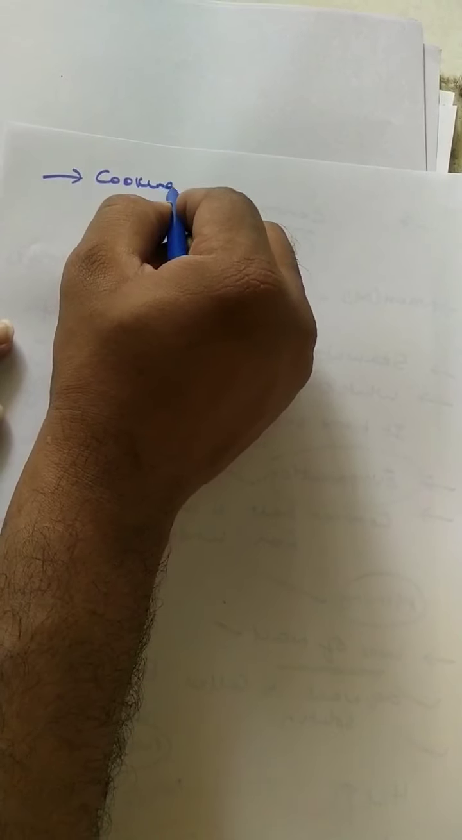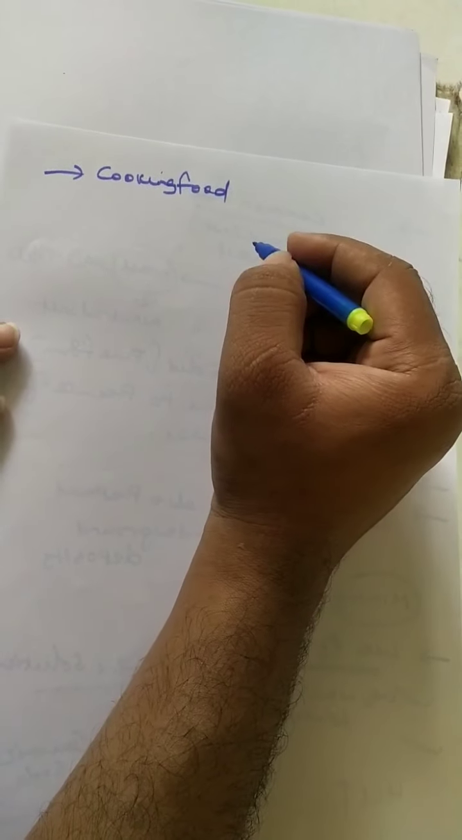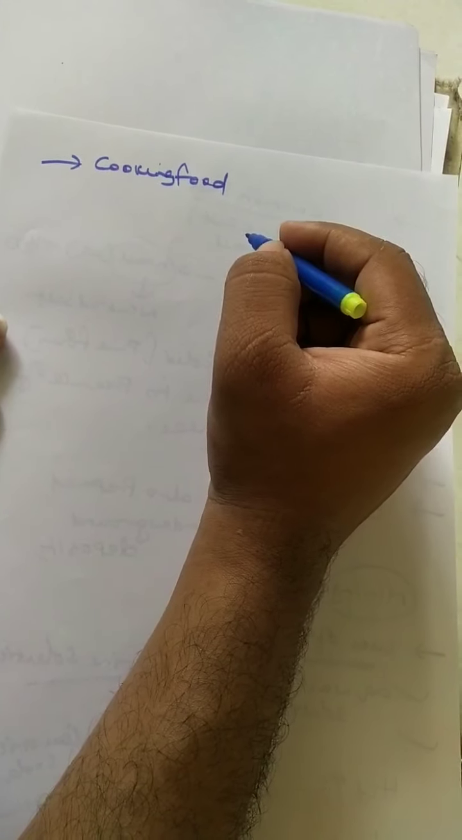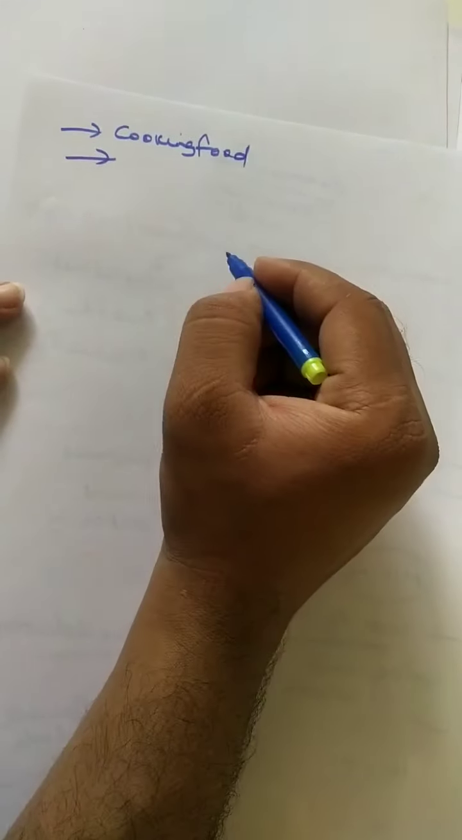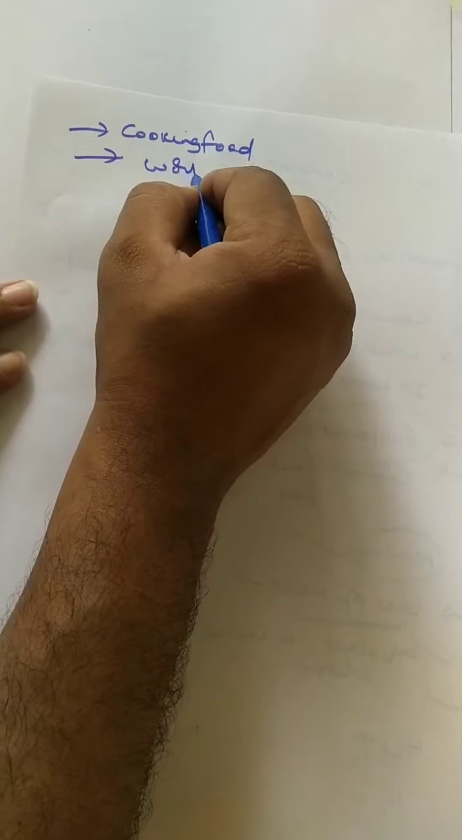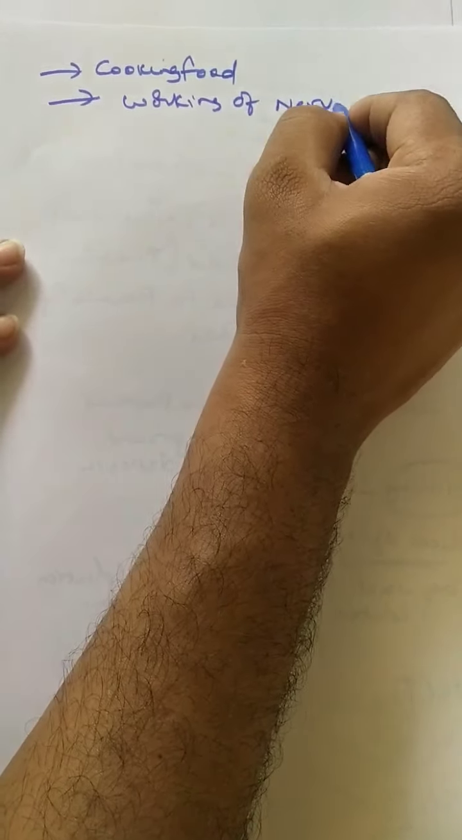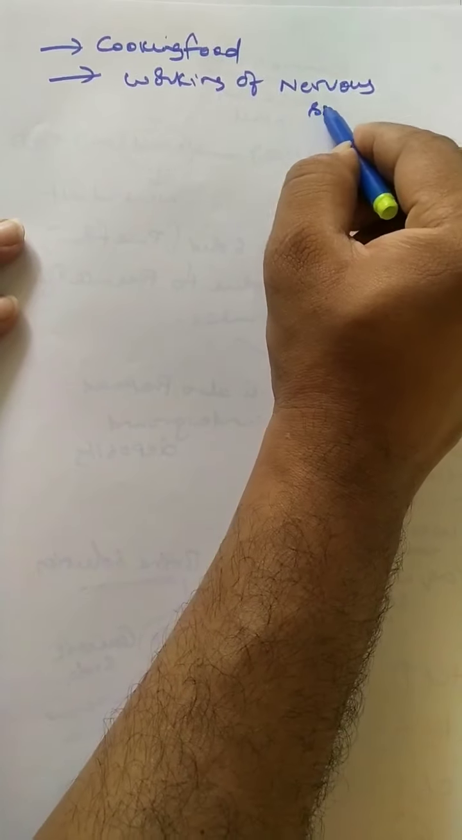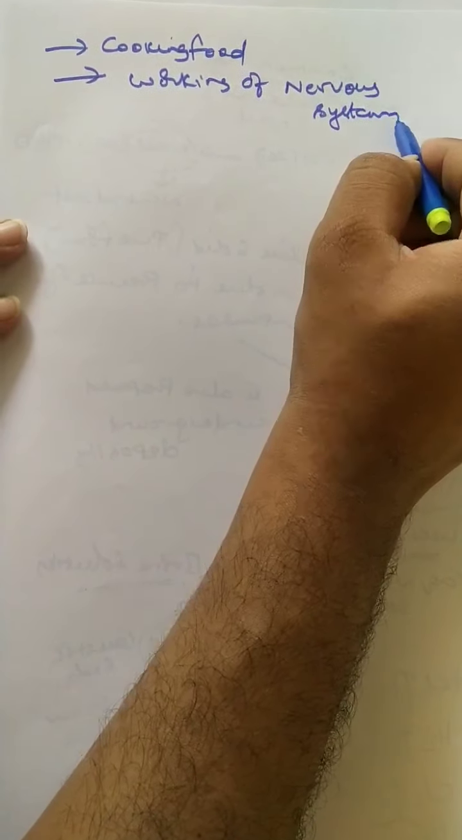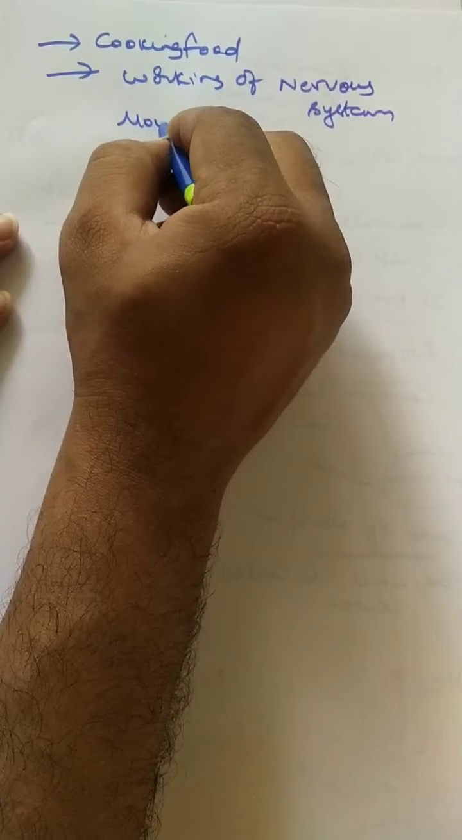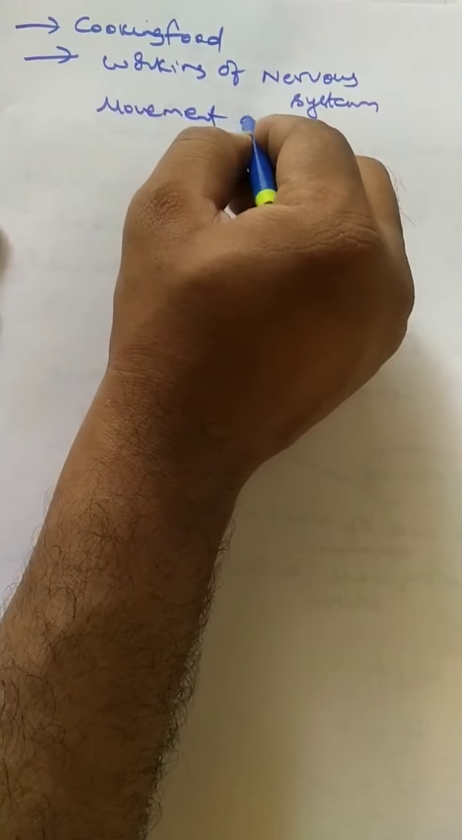Common salt is generally used in cooking food, and it improves the flavor of the food. It is also very essential for our body for the working of the nervous system and for the movement of muscles.